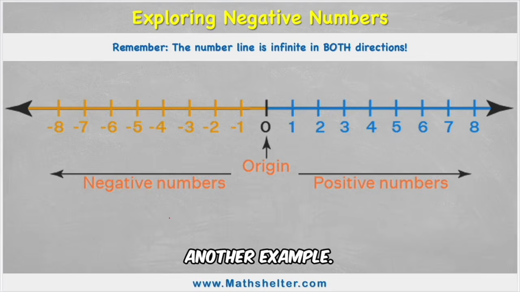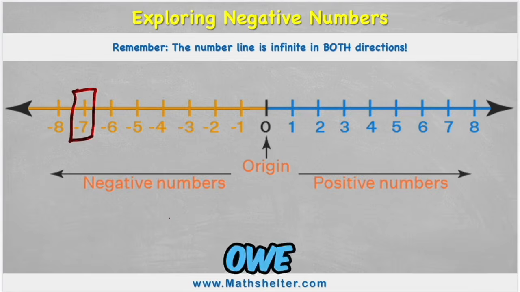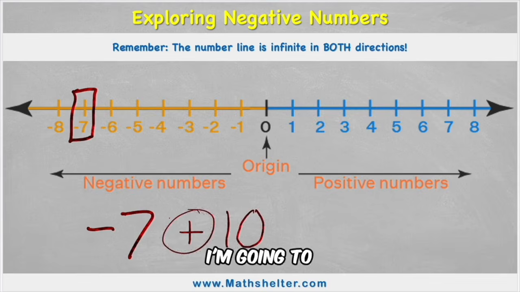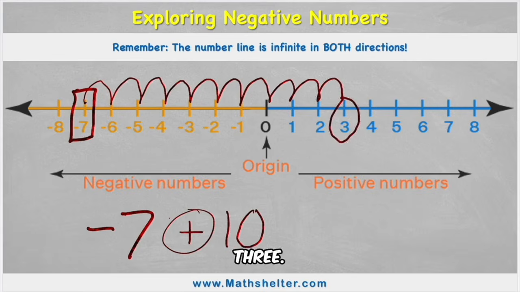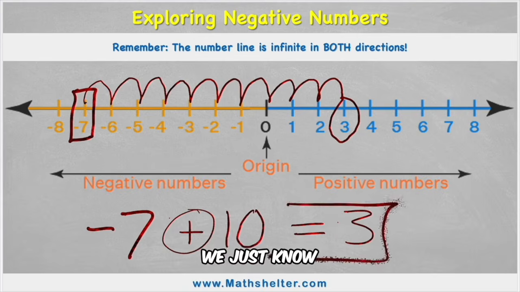Let's look at another example. Let's imagine I have negative 7. I've already got a debt. I owe something. So I have minus 7. But let's say someone gives me, so I add £10. Now because I'm adding, I'm going to come up my number line. So I would go 1, 2, 3, 4, 5, 6, 7, 8, 9, 10, and I would land on 3. So I would actually end up finishing with a positive 3. And when we're talking about positives, we don't need to put the plus in front of it. If it's a number on its own, we just know it's positive.